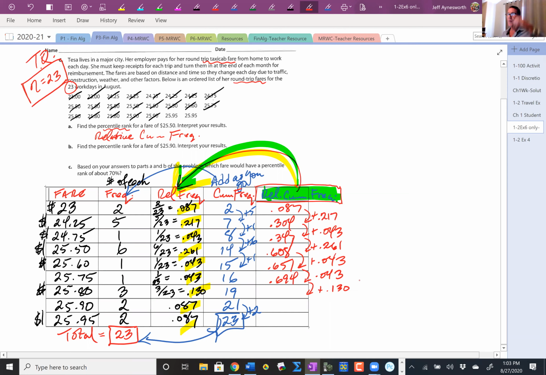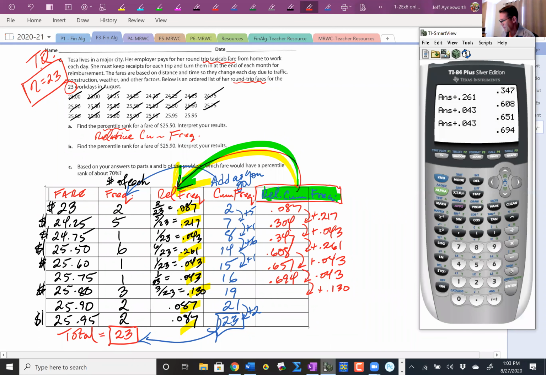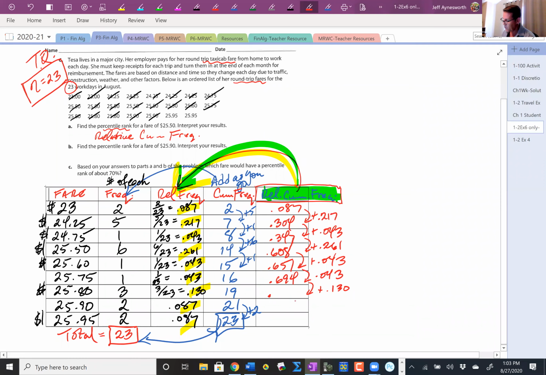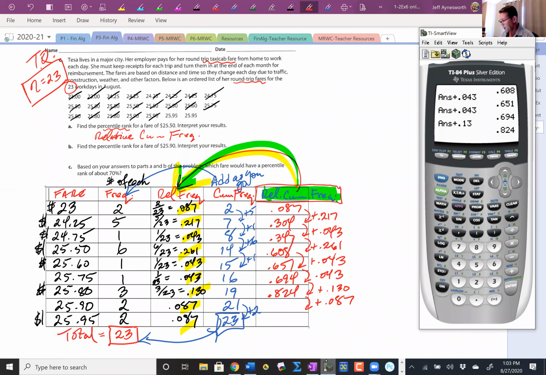Okay, so how about Alyssa? I can see you working up there. What are you getting for the next one? I got 0.824. Right, very good, thank you. So 0.824, and then the next relative frequency is 0.087, so we have to add that. Then Michael, are you there? What are you getting if you add 0.087 to that?